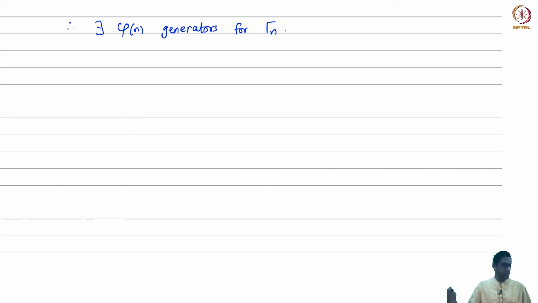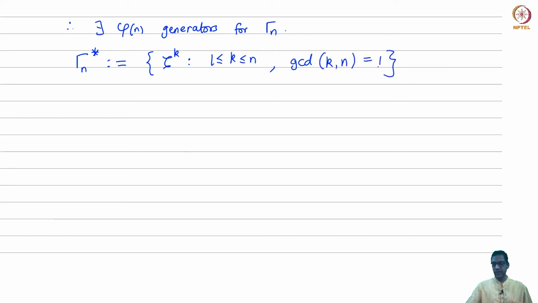So there are that many possibilities, and these generators are what are called the primitive ones. Let me give this a name. Gamma n star is the set of all zeta power k, k from 1 to n, such that the GCD of k with n is 1. This set is called the set of primitive nth roots of unity.